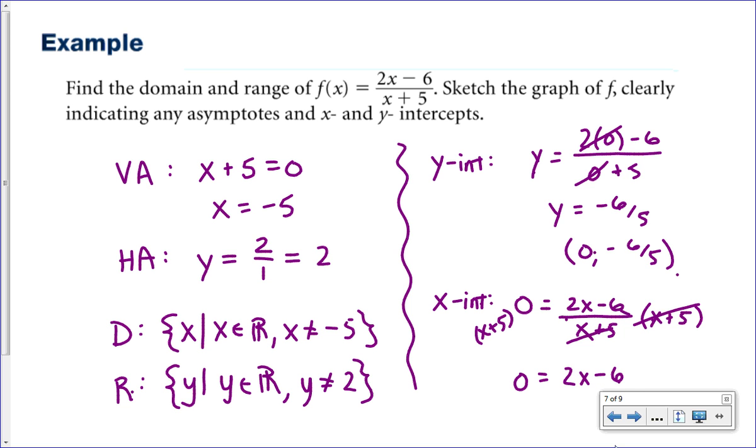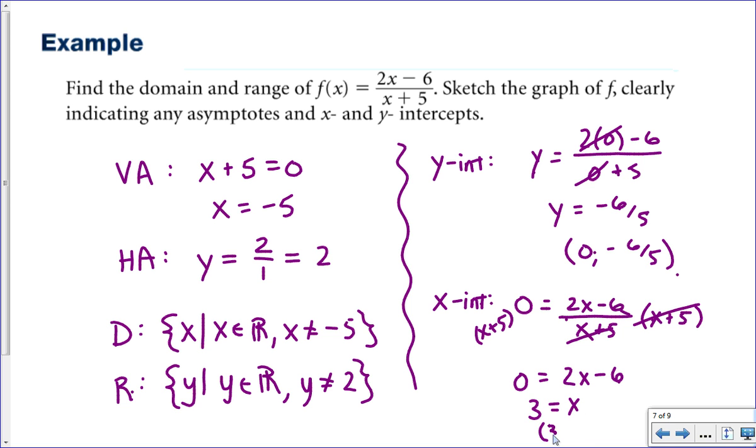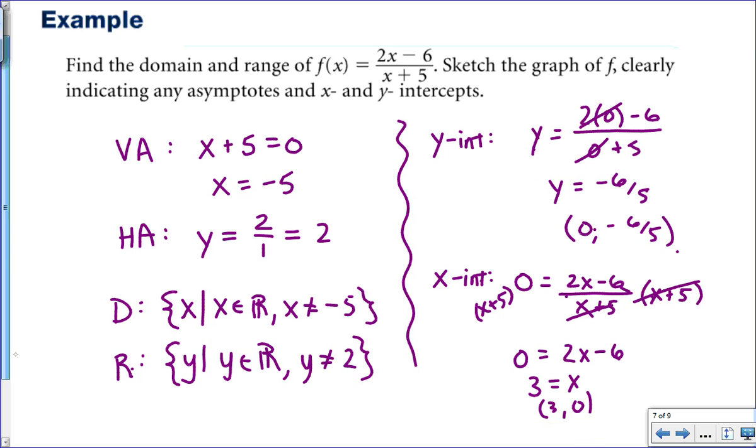And so you end up just having to solve the numerator equal to 0. So 0 equals, or 6 equals 2x, and 3 equals x. That means this function has a point at 3, comma, 0. And now I have enough information to get an accurate sketch of this thing.